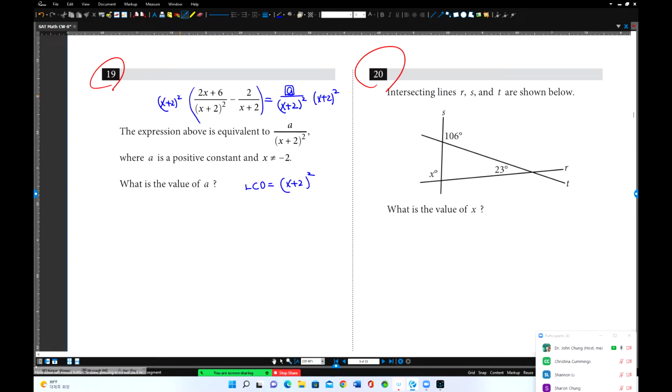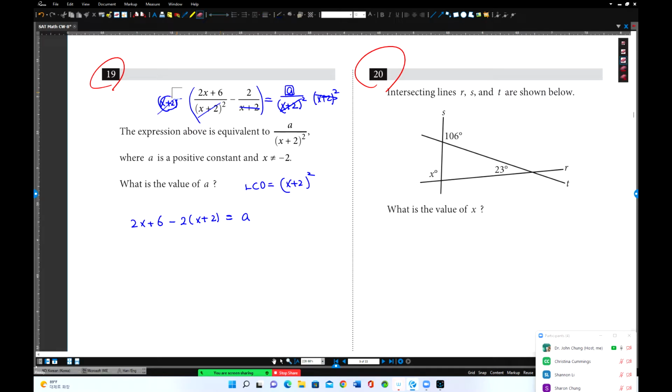The first one is the same number, just 2x plus 6. The second is what? One term is out. One is out. Still we have x plus 2 and times 2. So 2 times x plus 2. Now last time this cancels, still A. Simple, right? Or you can keep the common denominator.